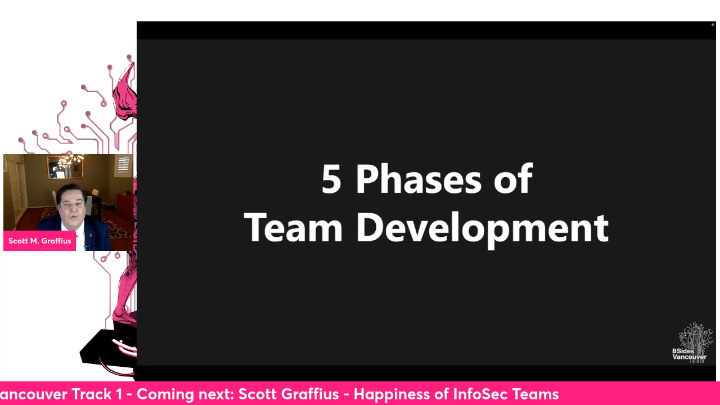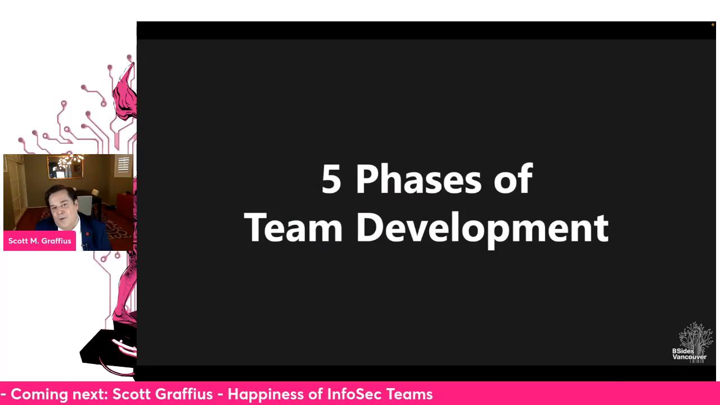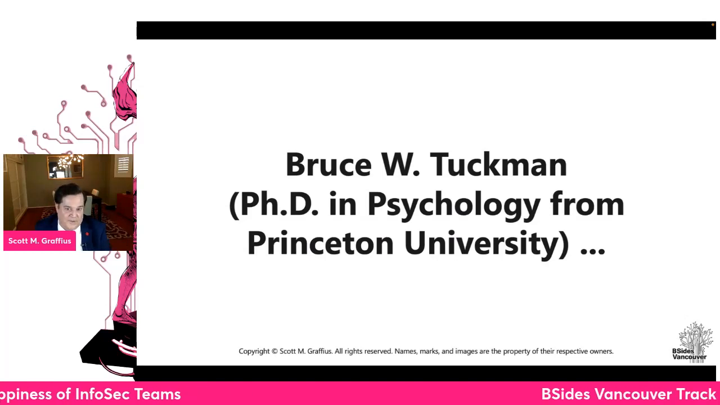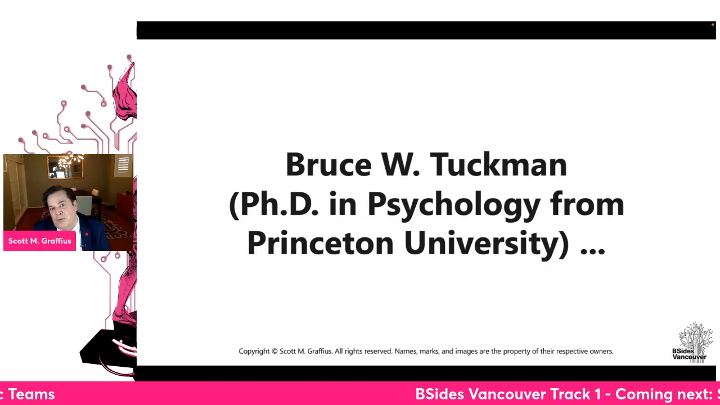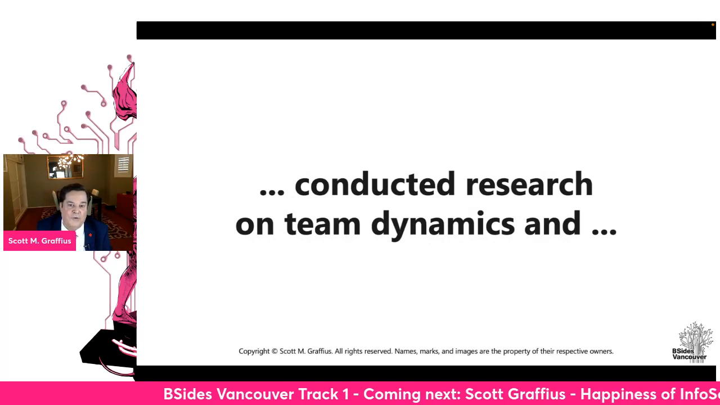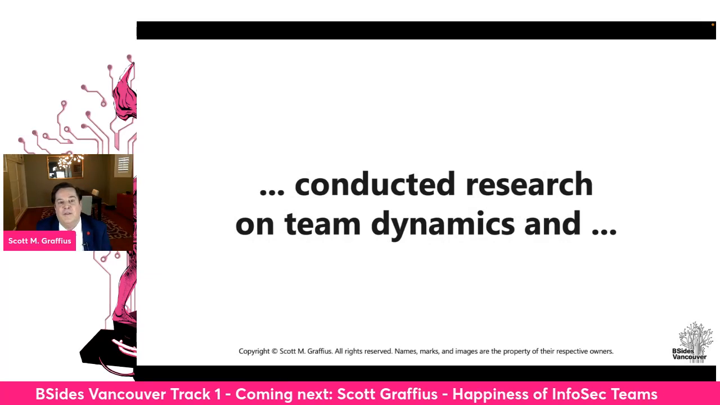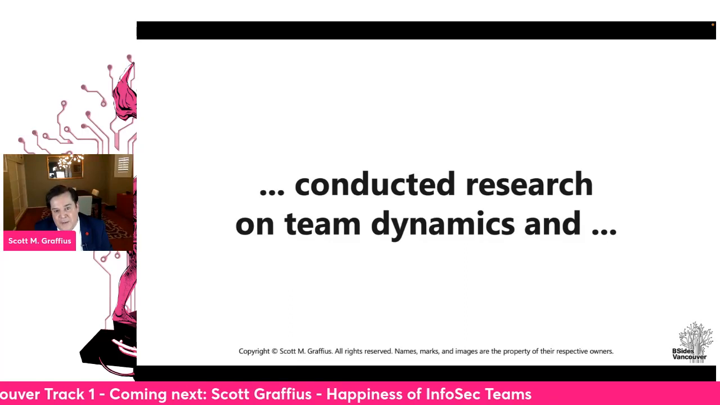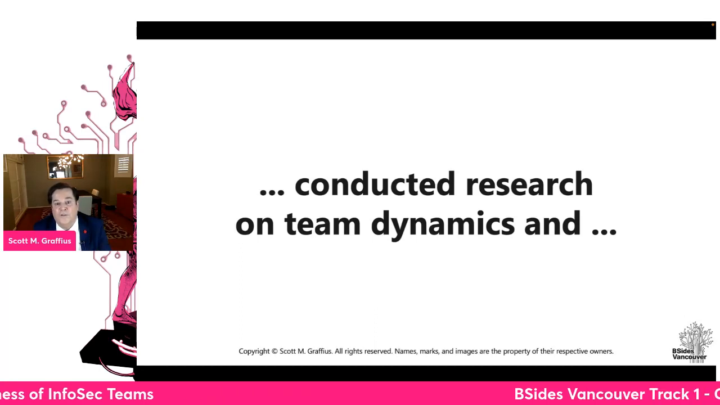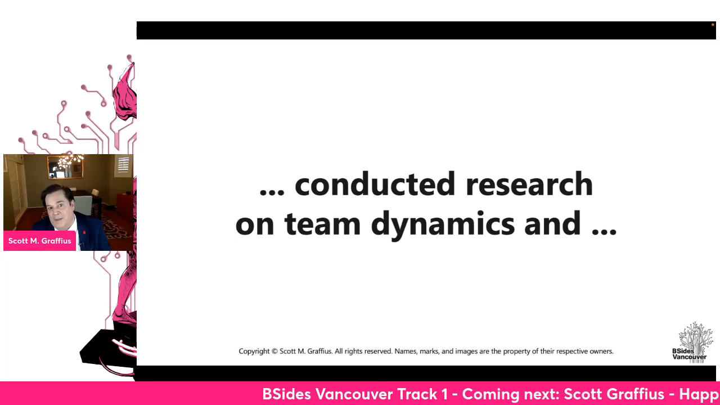Here we are onto the 5 phases of team development. So Dr. Bruce Wayne Tuckman, who received his doctorate in psychology from Princeton, did extensive research on what was originally called group dynamics, but shortly thereafter was also known as team dynamics, group development, team development. So in the context of this discussion, those terms, while they're nuanced, are used interchangeably. So I did want to mention that.